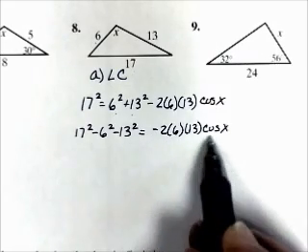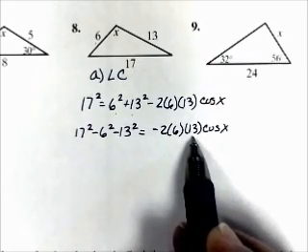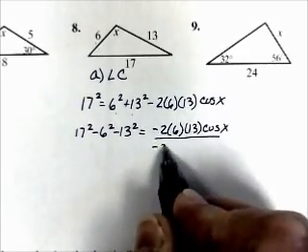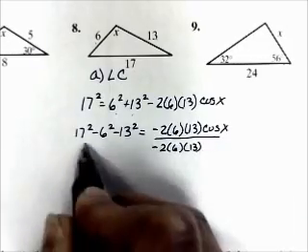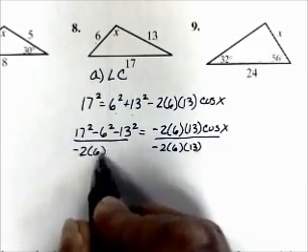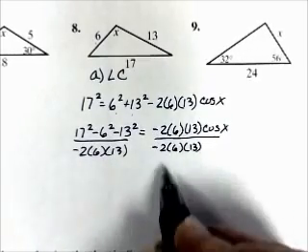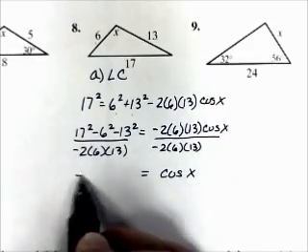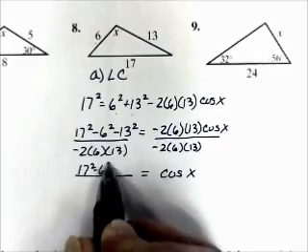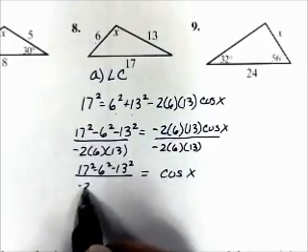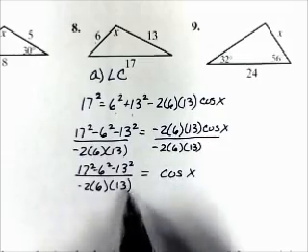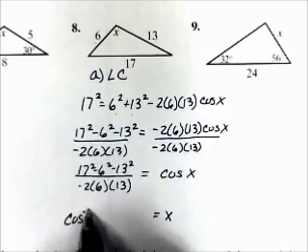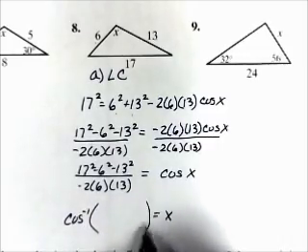Next, this is all multiplication, and what undoes multiplication is division. So we're dividing by negative 2, 6, and 13. So we have cosine of x equals this fraction, 17 squared minus 6 squared minus 13 squared over negative 2 times 6 times 13. And now finally, x is going to equal the cosine inverse of the fraction.